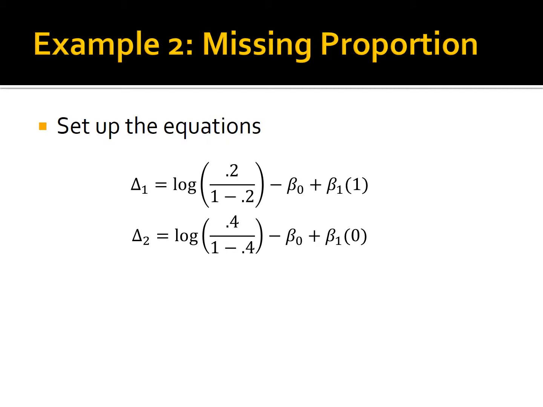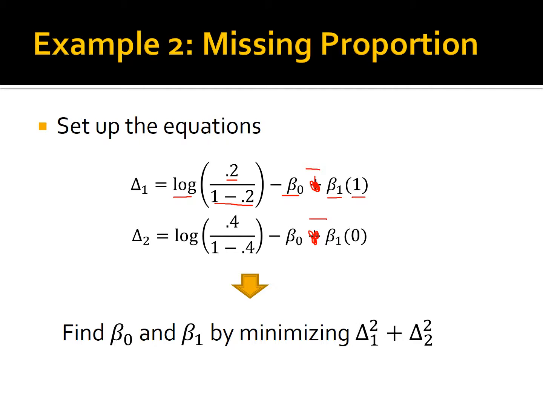I make the right hand side delta 1, equal to log of 0.2 over 1 minus 0.2, subtracted by the intercept and plus beta 1 times 1. No, this one's supposed to be a negative minus sign, sorry, and this one's supposed to be a minus sign as well. So we would like to find beta 0 and beta 1 such that it minimizes delta 1 squared plus delta 2 squared.